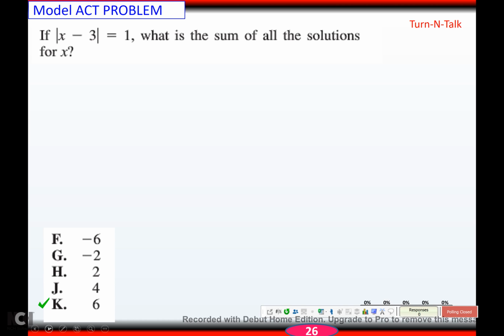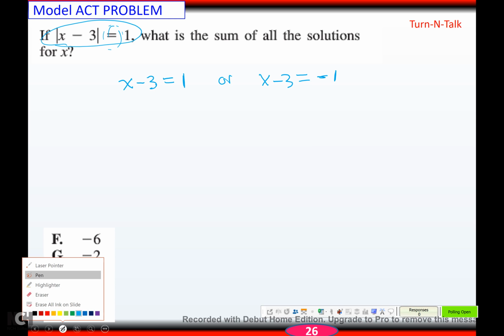Alright, it says if the absolute value of x minus 3 equals 1, what is the sum of all the solutions for x? Anytime you solve an absolute value problem, you've got to split it into two problems. Drop the bars, keep the sign the same. Then drop the bars again and flip the equality symbol. That's silly with an equal sign, but what I mean is if that was a greater than or a less than, you'd have to flip it around on the second one. And then you change the sign on the other side. So you make that negative 1.